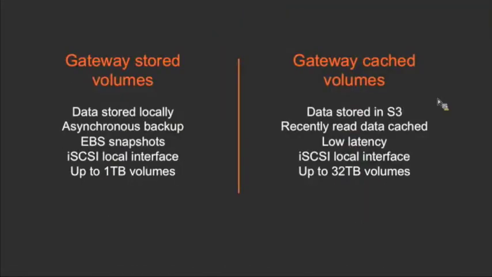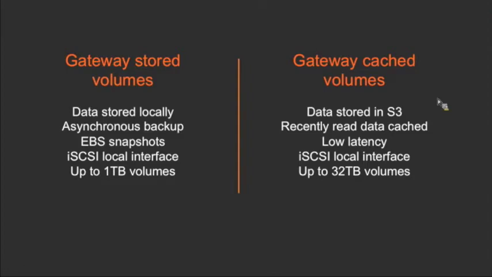There's two different options here. One of them is called gateway stored volumes. These are up to 1 terabyte in size, and these are the volumes that are asynchronously backed up, asynchronously mirrored to Amazon S3. Okay, so you can use EBS snapshots on those. Your data is stored locally, all of your data is stored locally within the storage gateway as well. So you're going to get good performance for all of your 1 terabyte volume.